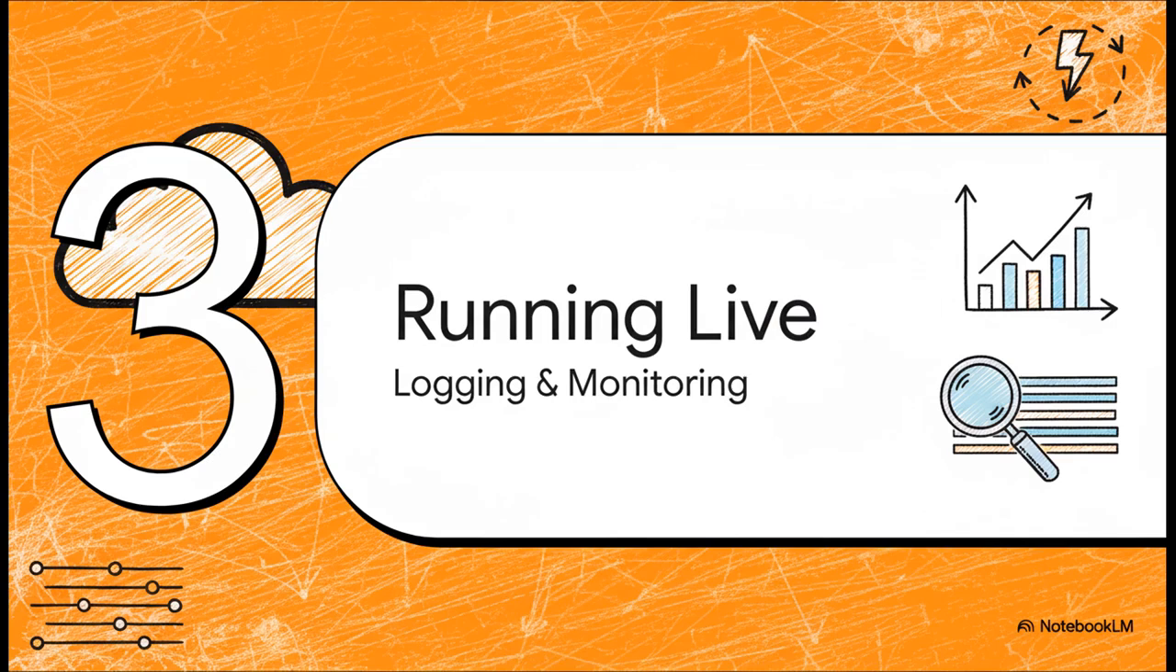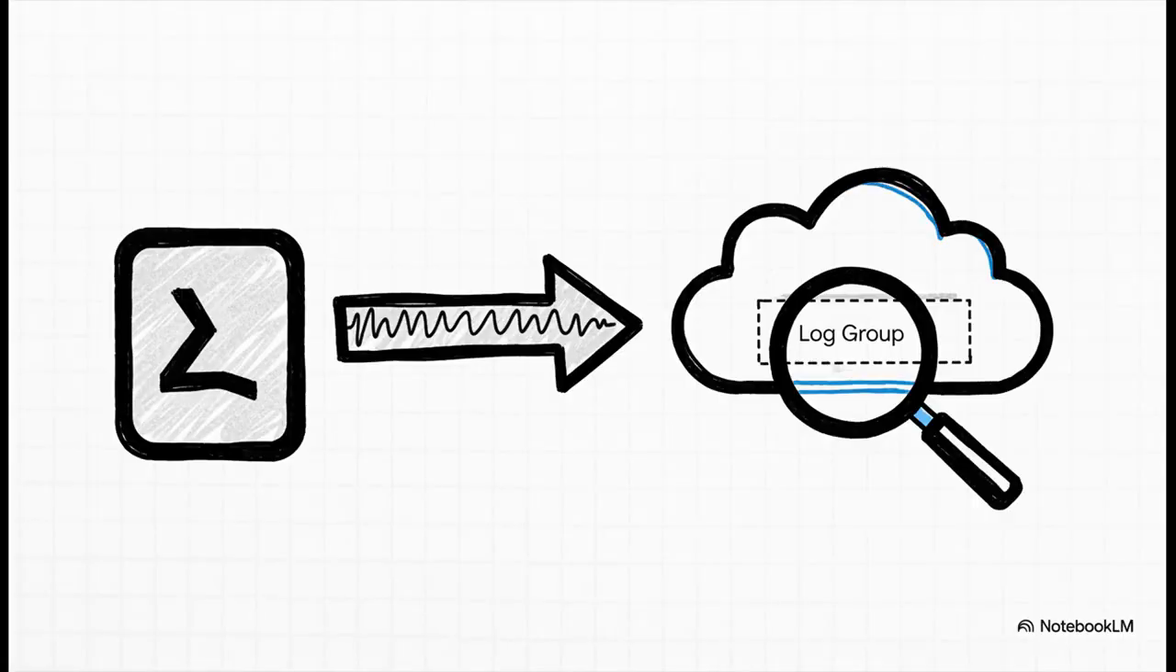Awesome. Our function is live in the cloud. We did it. But our job isn't over, not by a long shot. Now we need to keep an eye on it and understand what it's actually doing. So, by default, anything and everything your function spits out, especially anything you use console.log for, gets sent straight to Amazon CloudWatch logs. Think of it as your function's diary. Every function gets its own log group, and it's always the first place you should look when you're trying to figure out what's going on.